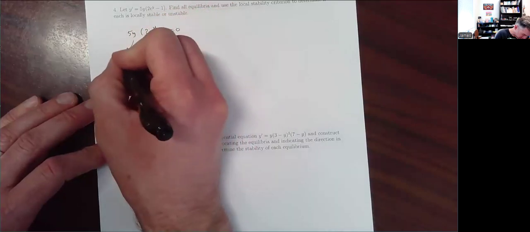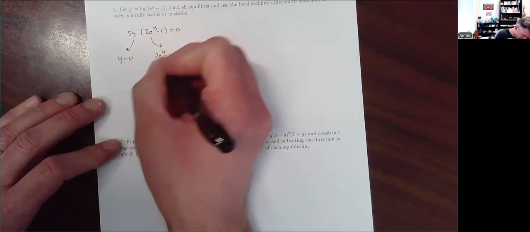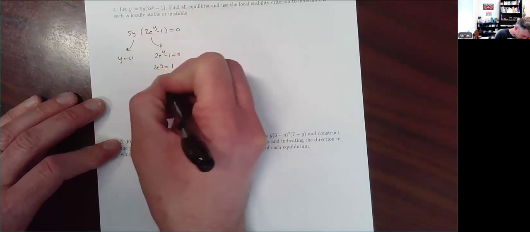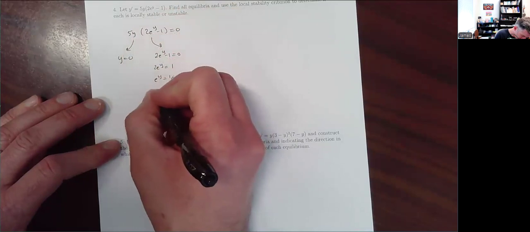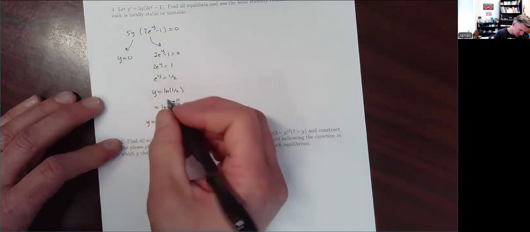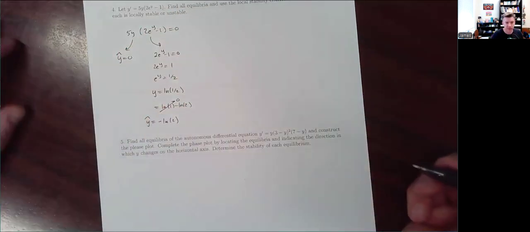So we're either going to get y equal to 0 or 2 e to the y minus 1 equals 0. 2 e to the y equals 1. e to the y equals 1/2. y equals the natural log of 1/2, which I'll point out is equal to the natural log of 1 minus the natural log of 2. The natural log of 1 is 0, so this is a negative number. Usually we call these y hat. So y hat is 0 and y hat is negative natural log of 2.